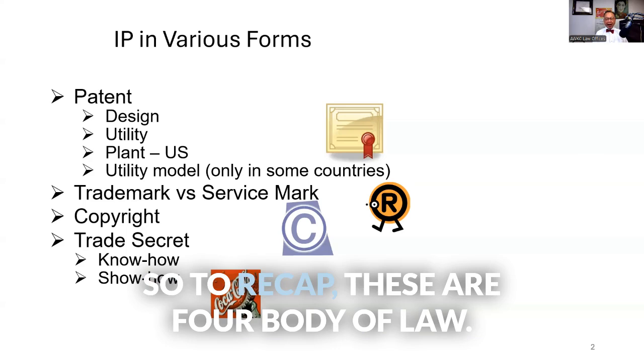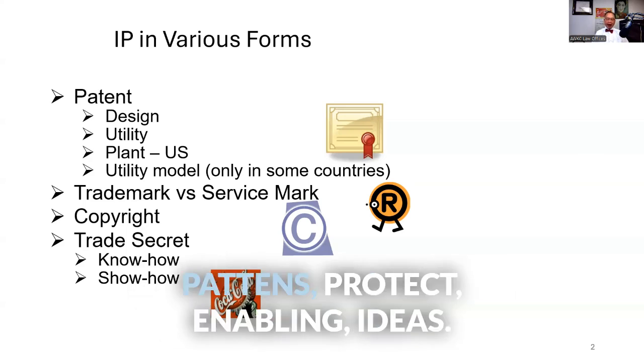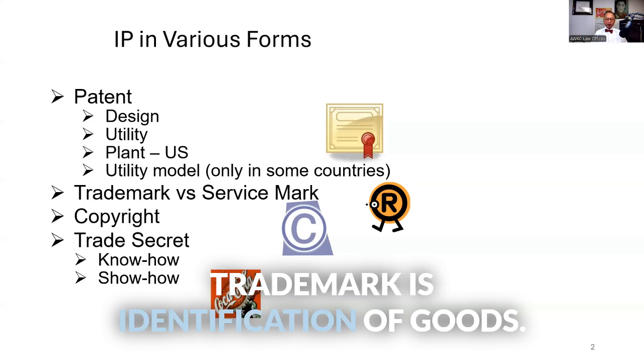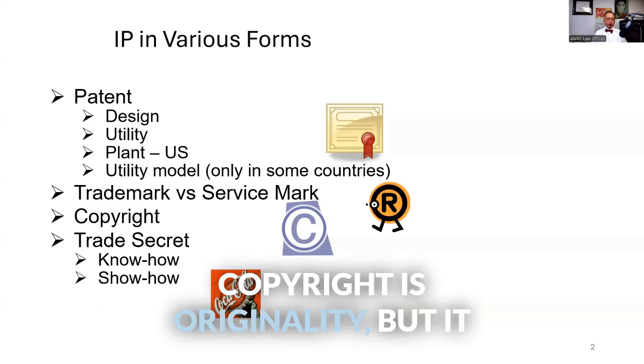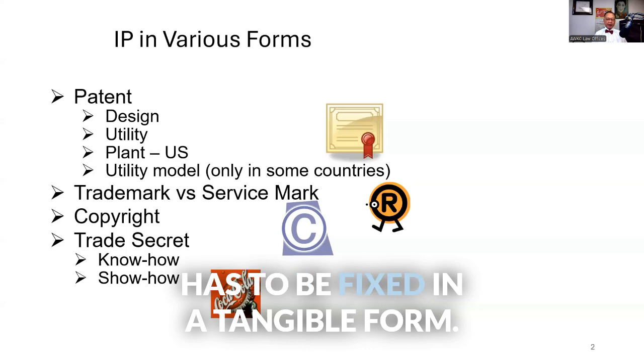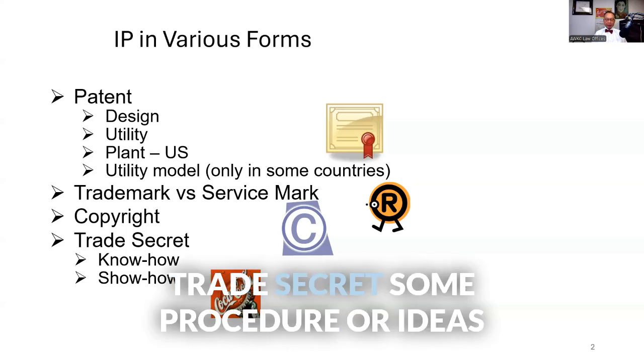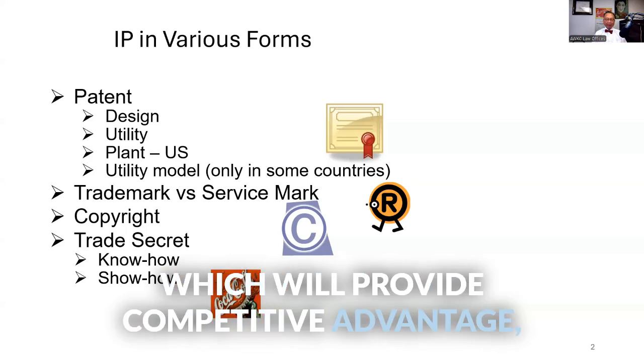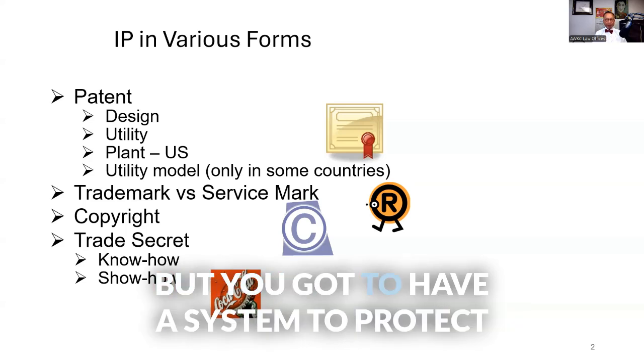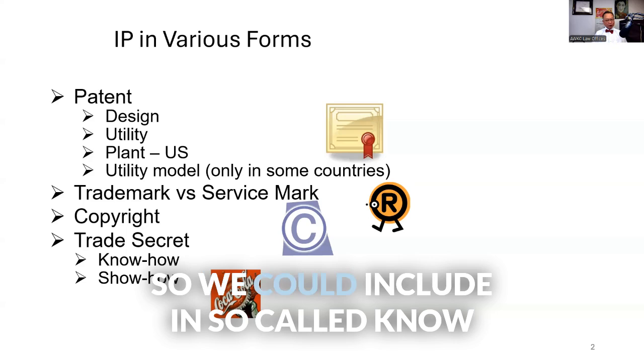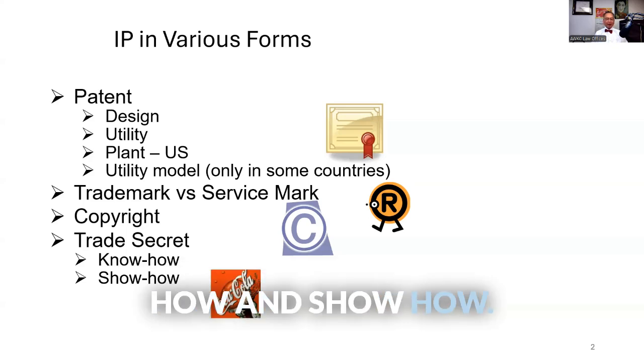To recap, these are four bodies of law. Patent protects enabling ideas. Trademark is identification of goods. Copyright is originality, but it has to be fixed in a tangible form. Trade secret is some procedure or idea which will provide competitive advantage, but you have to have a system to protect this sort of secret. It could include the so-called know-how and show-how.